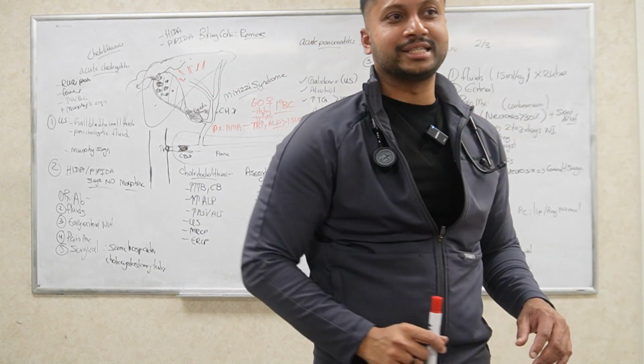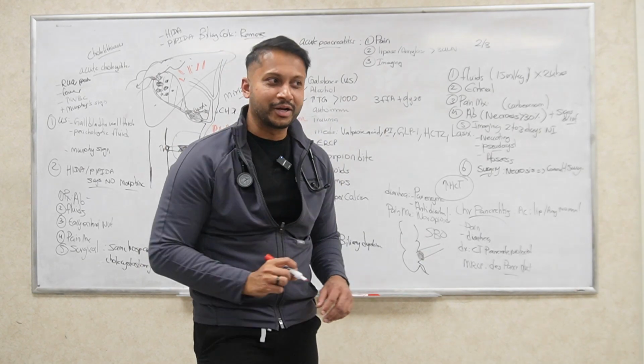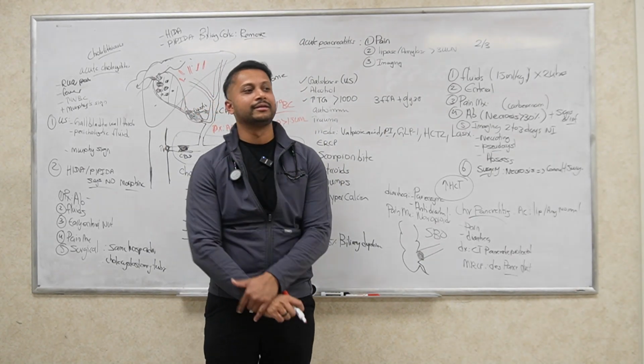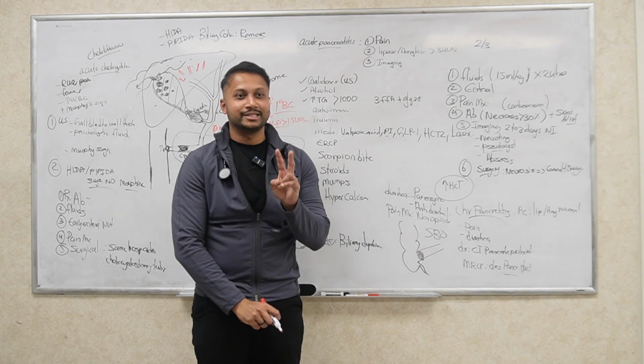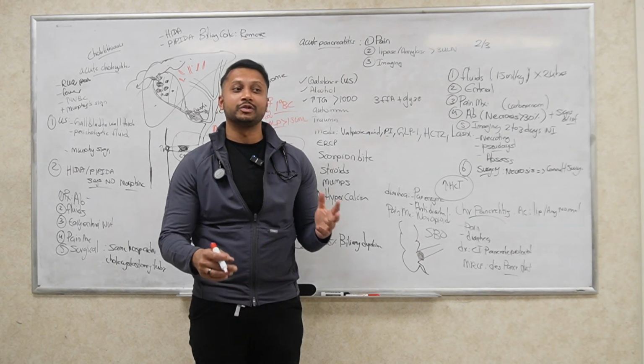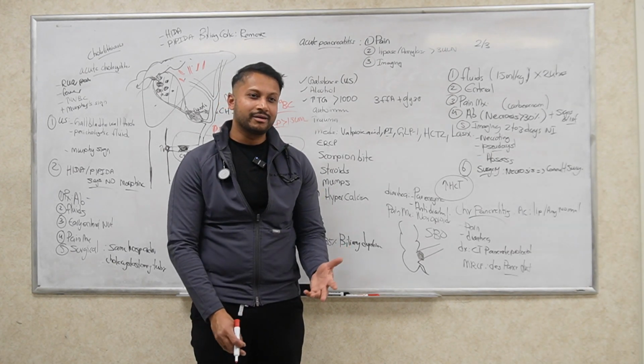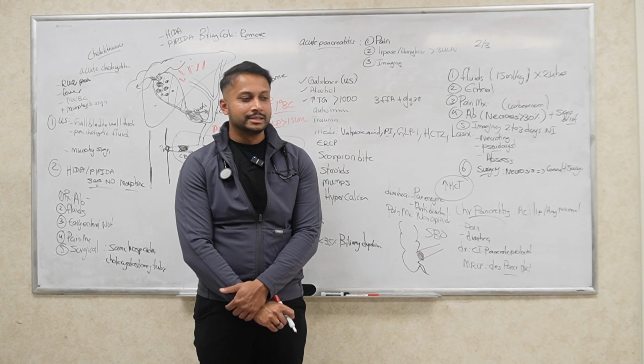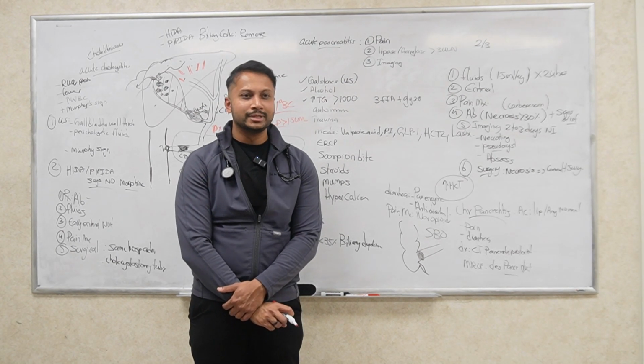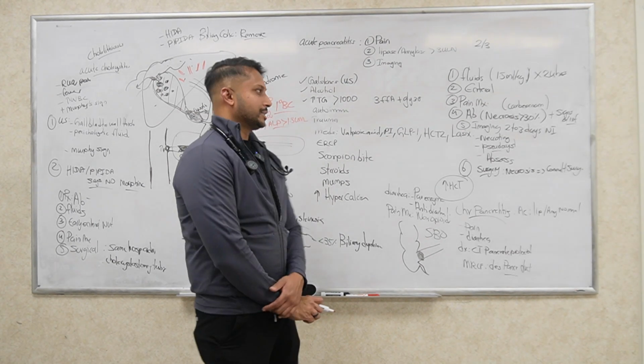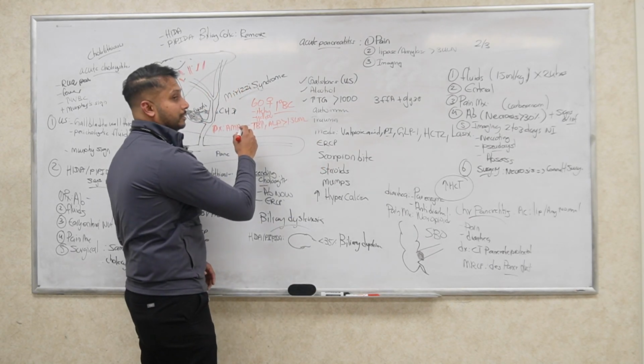But what if that's negative? What if anti-mitochondrial is negative? What do you check for then? Two other tests. Now, if you know the answer to those two, you should really feel happy with yourself. Anti-mitochondrial, it's not smooth muscle. No, it's not smooth muscle. SP something. Yes, it is.